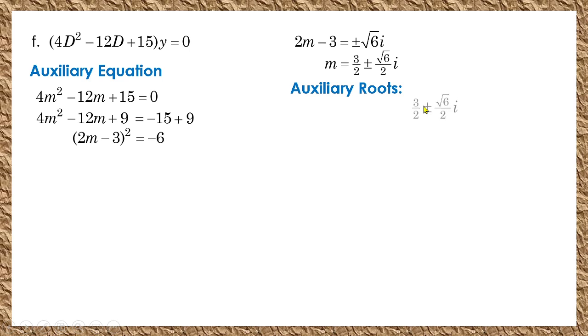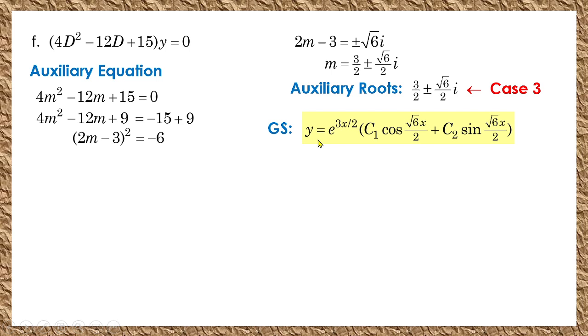Auxiliary roots, this pair: 3/2 ± (√6/2)i. Case 3. But that is only one pair. So y = e^(3x/2) multiplied by [C₁ cos((√6/2)x) + C₂ sin((√6/2)x)]. Okay?